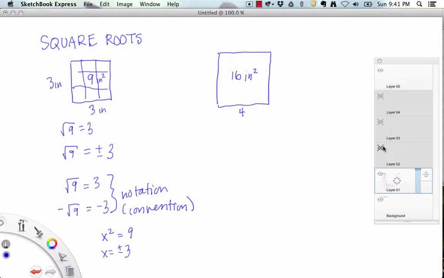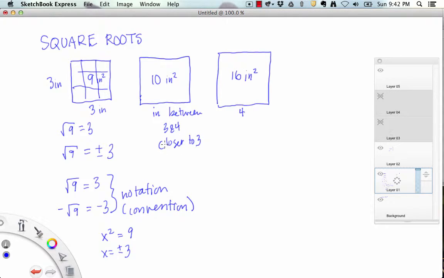Okay, so what about the in-between? Well, if the square root of 9 is 3 and the square root of 16 is 4, then the square root of 10 must be something in between. So we don't know how big it is. It might not be a nice number. If we were guessing, of course, 10's a lot closer to 9 than it is to 16, so we're going to guess closer to 3. And to find it exactly, we'd want to think about trial and error.